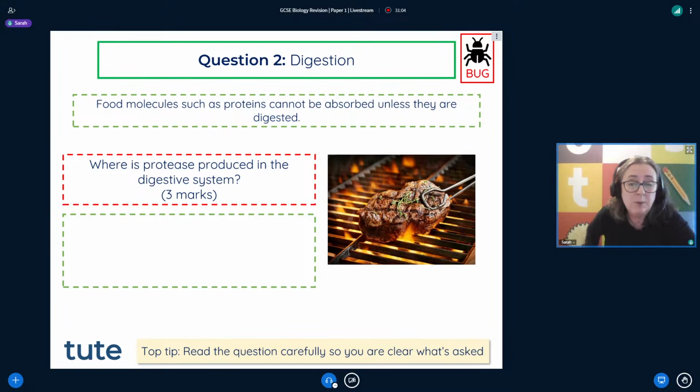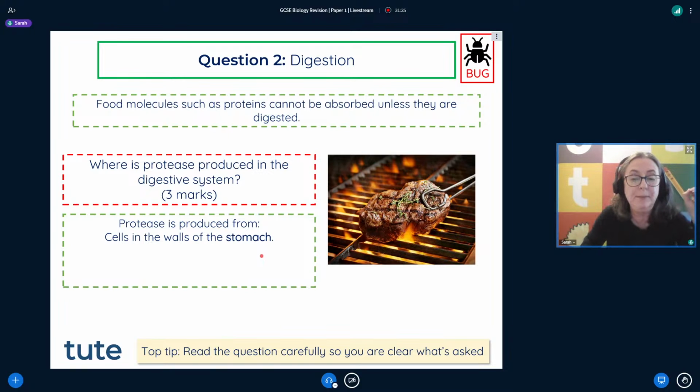Okay. The next question is, where is protease produced in the digestive system? Well, because this is a serious digestive job, protease is produced in 3 parts of your digestive system. And the first area you need to be aware of is the cells in the walls of the stomach. So protein digestion begins in your stomach. No other food group is broken down in the stomach, just the proteins. So that tells you proteins take a lot of breaking down. It needs to start right early on in the stomach.